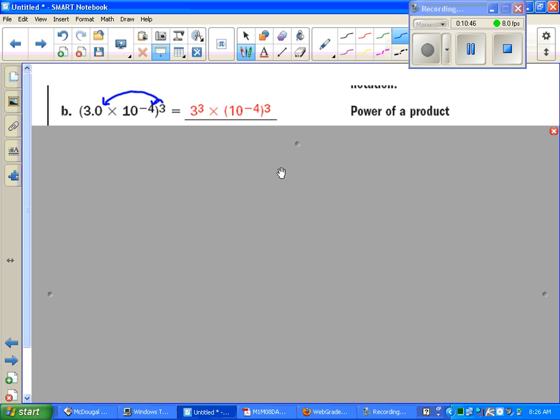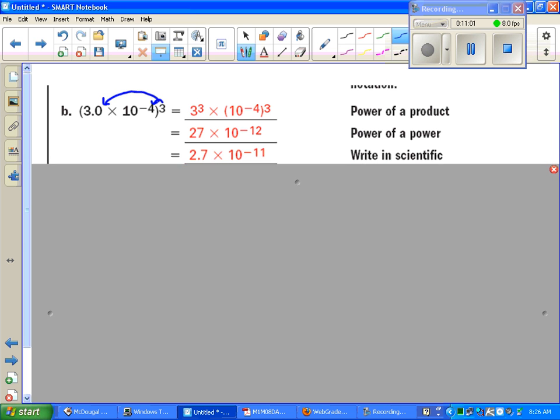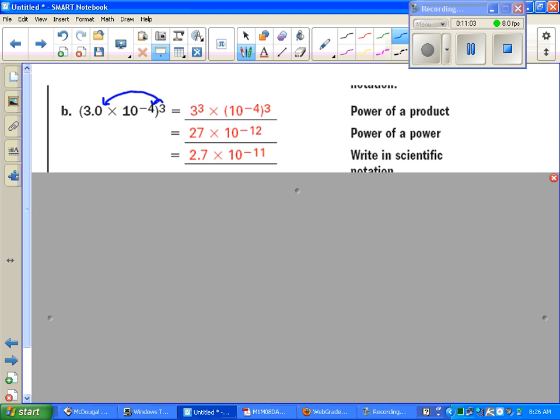Now we're raising a power to a power, unlike the last ones. Now we're multiplying. So 10 to the negative 4th to the 3rd will become 10 to the negative 12th. So 3 to the 3rd is 3 times itself 3 times. 3 times 3 is 9, times 3 is 27, times 10 to the negative 12. And 27 is an unacceptable number because it's not between 1 and 10.